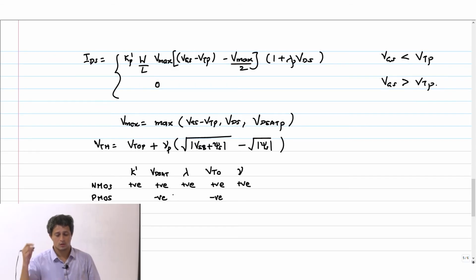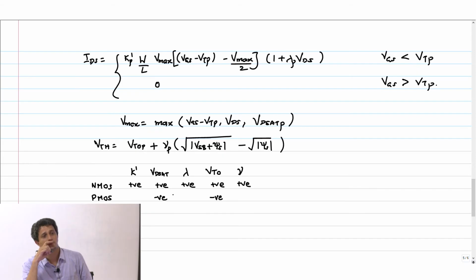Now, what about lambda? What should happen to lambda? What should be the effect of lambda? Positive? Why? If it's positive, you tell me why it should be positive. If it's negative, tell me why it should be negative.